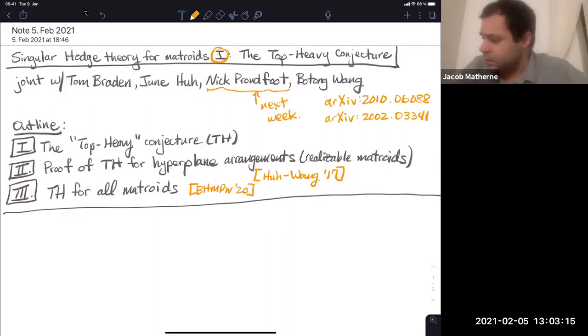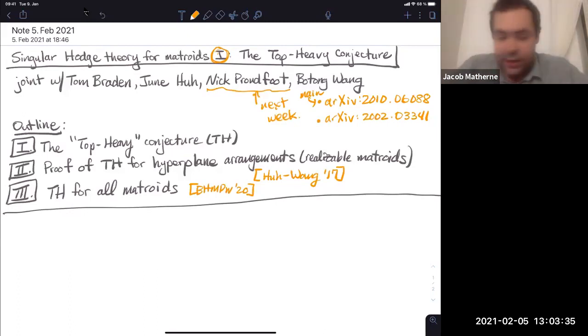So good. There are two papers in case you want to look. The first one is sort of the main one, and the main one relies on the second one. So this is joint work, like I said, with Tom Braden, Jun Huh, Nick Proudfoot, and Botong Wang.